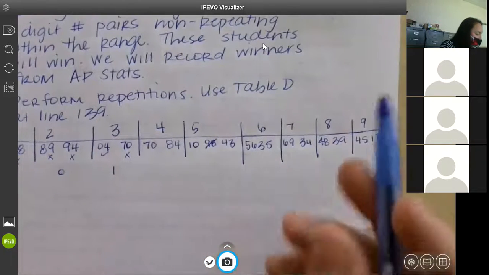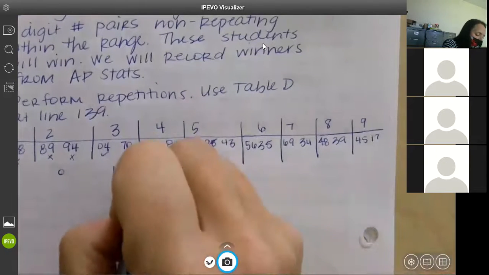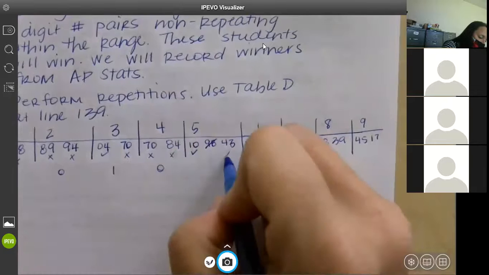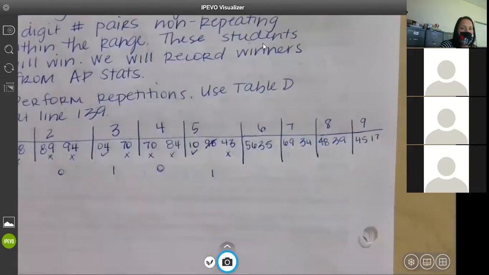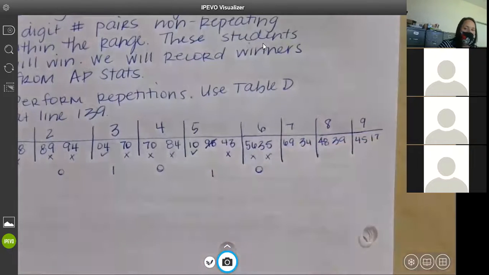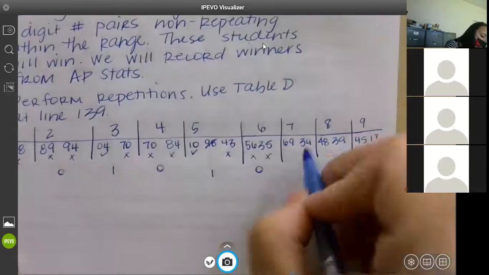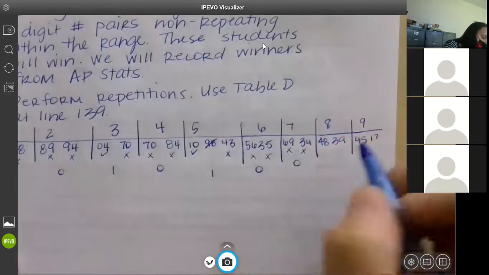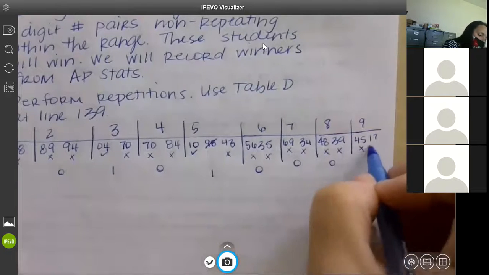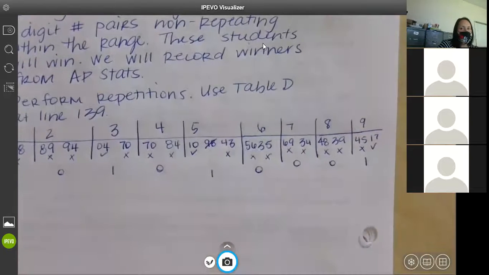The next one, 70 and 84. Neither are AP Stats students. In 5, 10 is an AP Stats student, but 43 is not. 56 is not, and 35 is not, so no AP Stats winners. None in the 7th. None in the 8th. But 1 in the 9th.